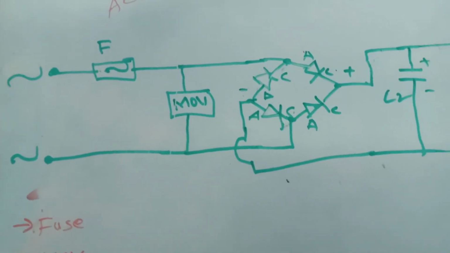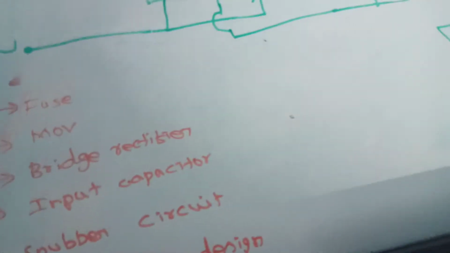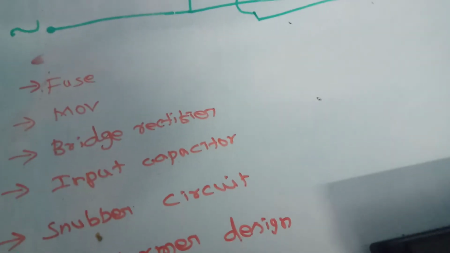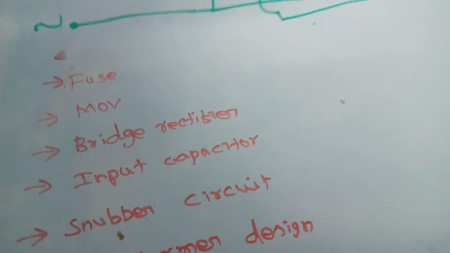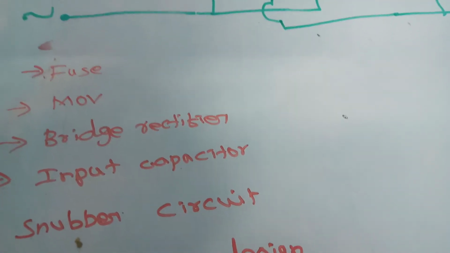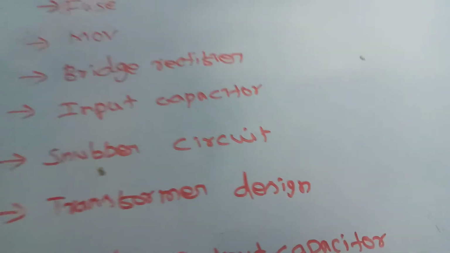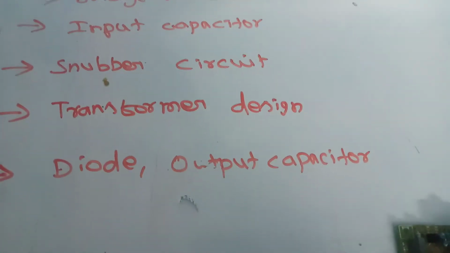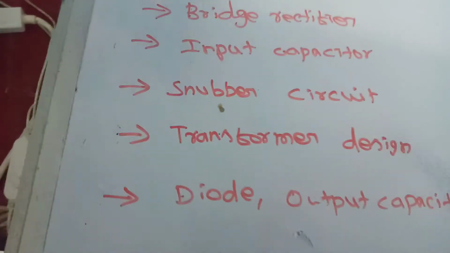So this is the flyback topology. Coming to the fuse, I want to discuss about the fuse. Here is my AC input voltage, and I have already assigned a fuse, MOV, bridge rectifier, input capacitor, snubber, transformer design, diode, and output capacitors.